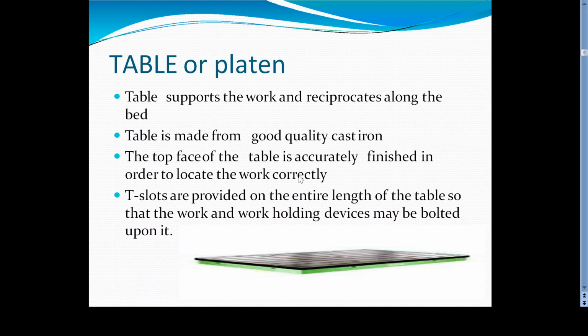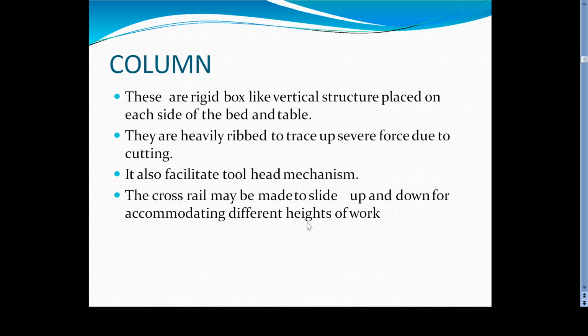The table is a flat surface, and it has a V joint on the bottom, and that will go into the V groove of the bed. The table is made of good quality cast iron. The top surface of the table has T slots to accommodate or to hold the workpieces.